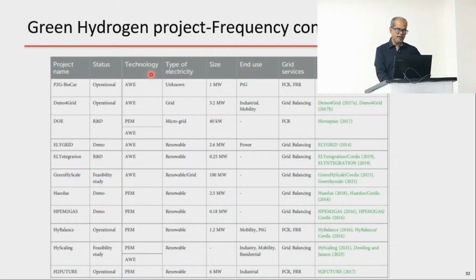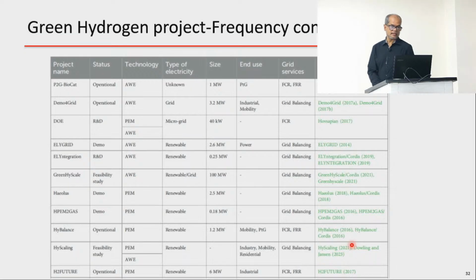And it is not only hydrogen, but you have other technology as well, mostly renewables. You can see the size of those green hydrogen technologies, their end uses, and what services they provide. All of those that I mentioned, like FCR, FRR, and grid balancing. And here also are references, in case you want to go deeper into how they are providing the service and see some of the results they have already provided.